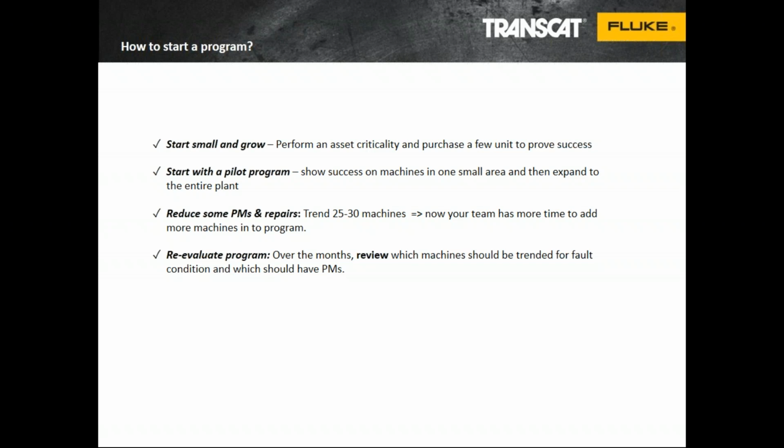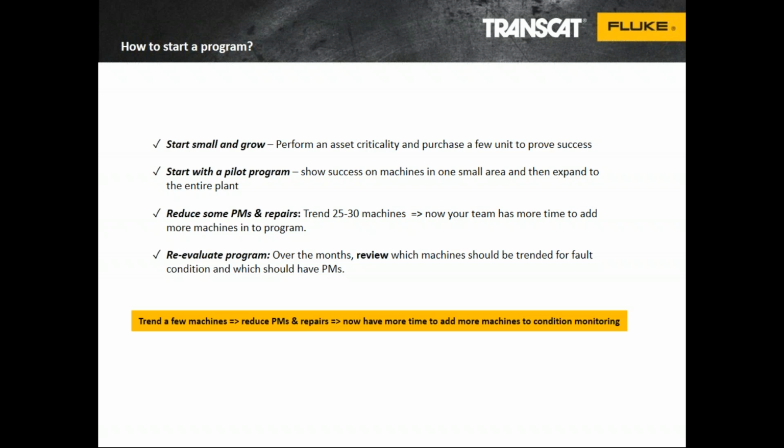Reduce some of the PM repairs. Start looking at the data. Start the screening approach we talked about earlier on maybe 25 or 30 machines, and later on you can add more machines to the program. And then always go back and reevaluate your program. Review a machine that should have been trended for fault conditions, and you'd be amazed at what the data can tell you. So when you trend a few machines, reduce the number of PMs and repairs. Now you have more time to add machines to condition monitoring.